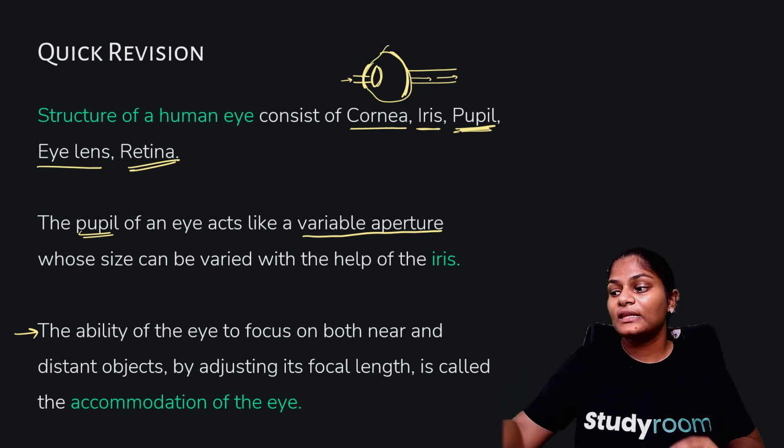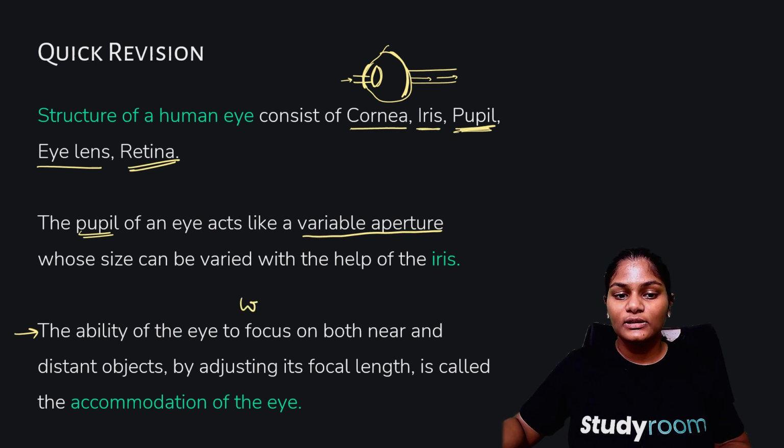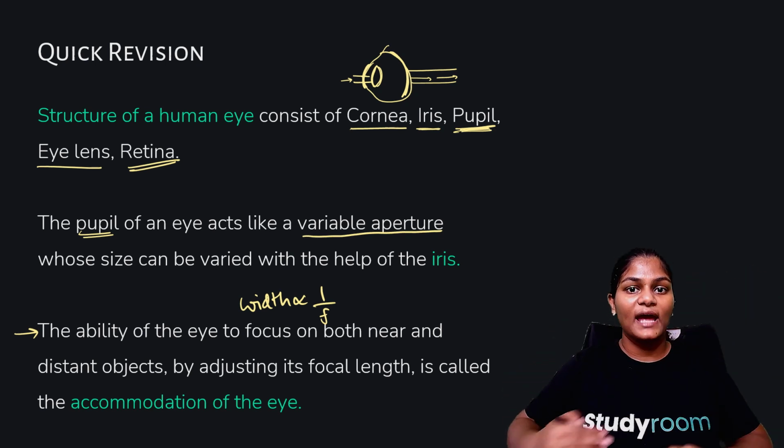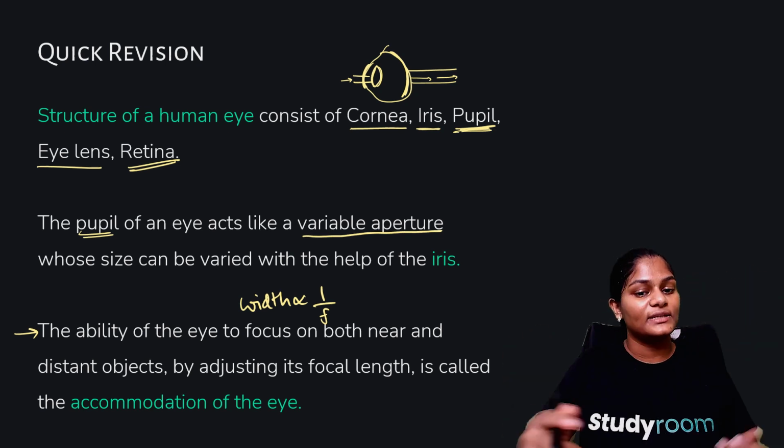And we had studied that the width and the focal length are inversely proportional, right? So if the width increases, focal length decreases, and if the width decreases, the focal length increases. Okay.